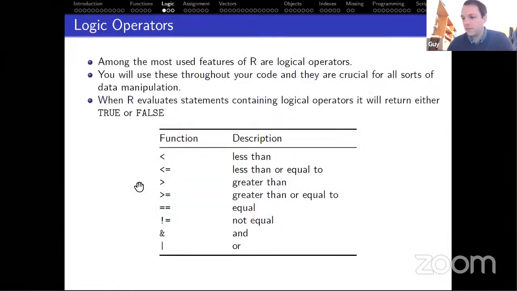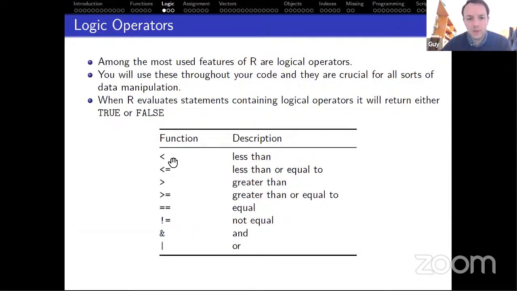Okay, the next part that we talk about is logic. So logic operations are essentially when you can give a statement to R and it will try and evaluate it as true or false. So this will be the output rather than a number or a bit of text string. So this can be really useful when you're doing data manipulations. Perhaps you want to filter data according to some true or false statement, for example.